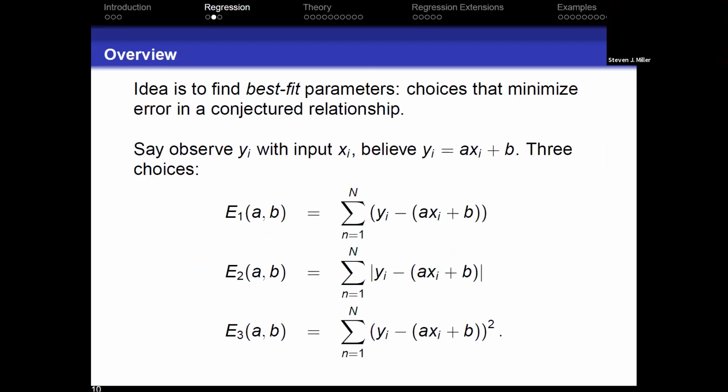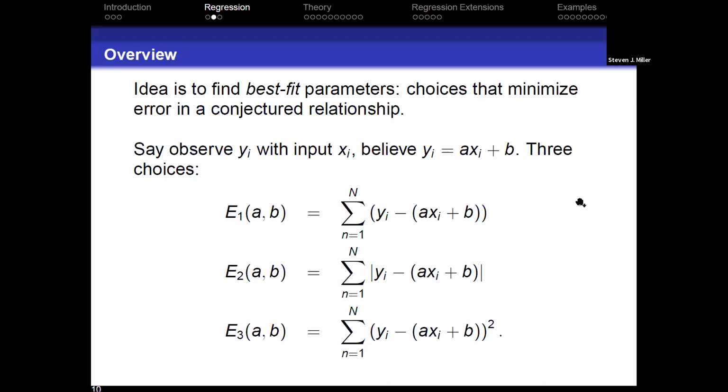So the idea is to find the best fit parameters. We want to choose the values of A and B that minimize error in some kind of conjectured relationship between Y and X. Let's say we observe values of yi with input xi, and we believe that they're linearly related. So that means we believe y equals ax plus b, so yi should be axi plus b.